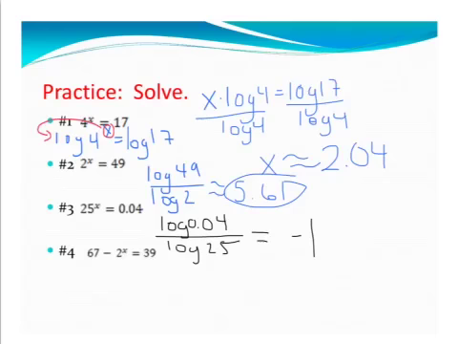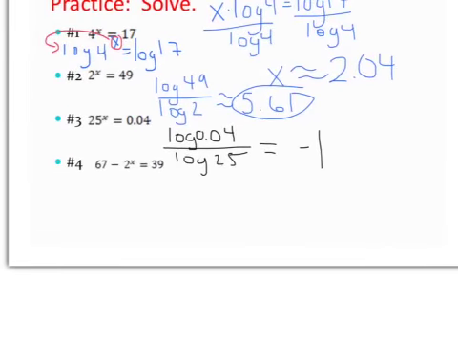Some regular old equals. Alright, this last one is a little bit trickier. What I need is to get this -2 to the x alone. So I'm going to subtract 67, and I'm left with -2 to the x equals -28. Well, I'm not going to take the log of both sides because I can't take the log of a negative number. That's not going to work. So I'm going to multiply both sides by -1, making both of these positive. So now I have positive 28 and positive 2 to the x.